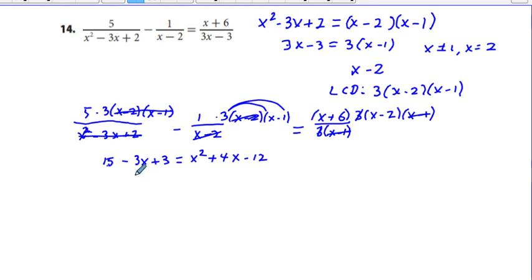So what we have here on the left is negative 3x plus 18. Okay, that's going to be equal to x squared. I'm just rewriting this. X squared plus 4x minus 12. And so we're going to do double switch here.